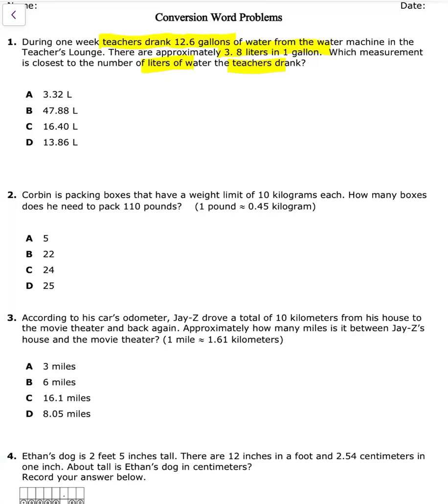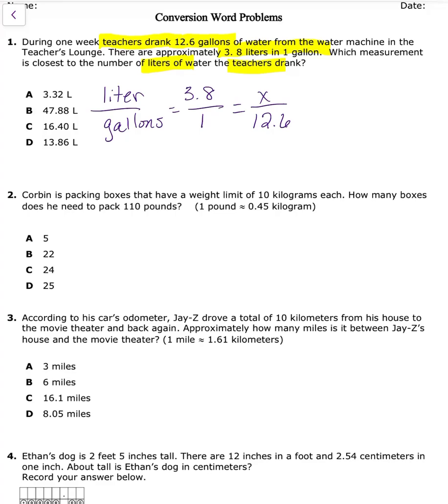So we set up our ratio. Remember, we always start with our word ratio. We're going to do liters to gallons. So 3.8 liters is with 1 gallon, and that equals the 12.6 gallons, which is how much they drank. So our 12.6 will go at the bottom. From this point, you can decide whether you want to cross multiply or use the scale factor or constant of proportionality to answer.